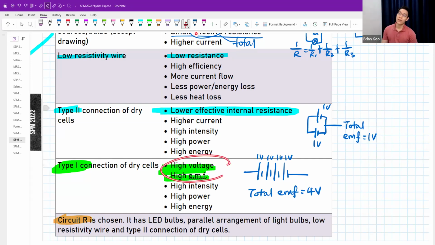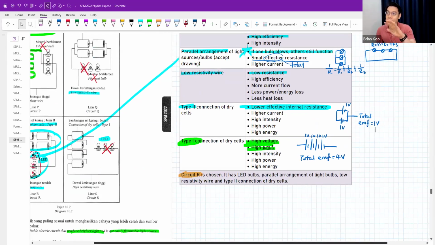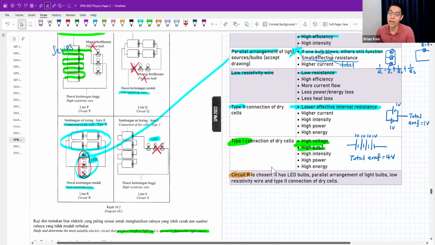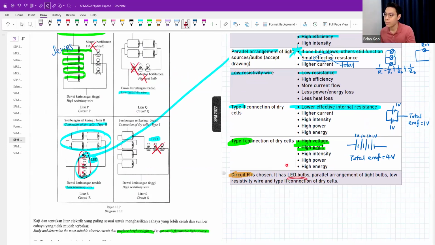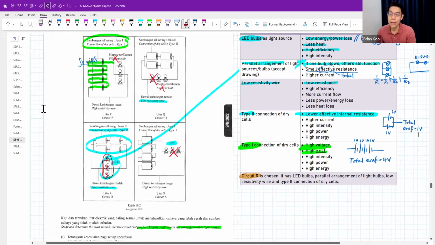Both also have their advantages. So you pick the best of everything, considering all the 4 characteristics. In the end we choose R. It has LED bulb, parallel arrangement of light bulb, low resistivity of wire, type 2 connection. Okay, and then part D.